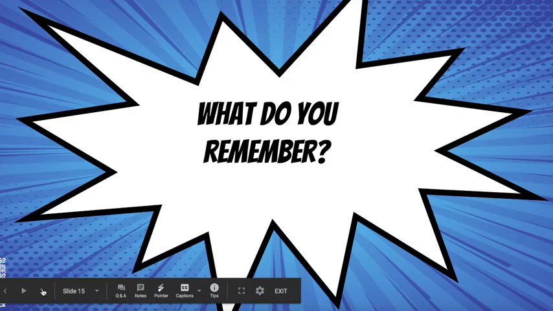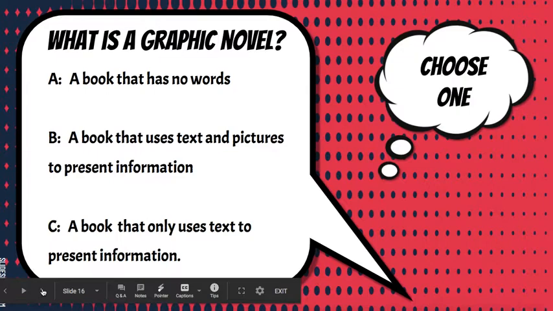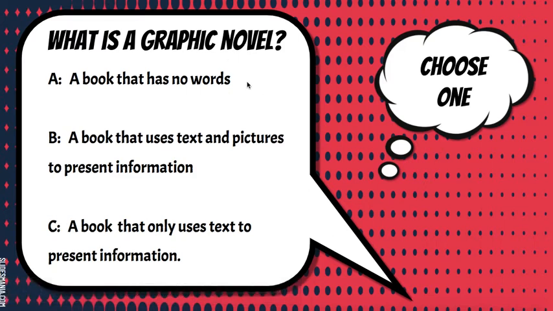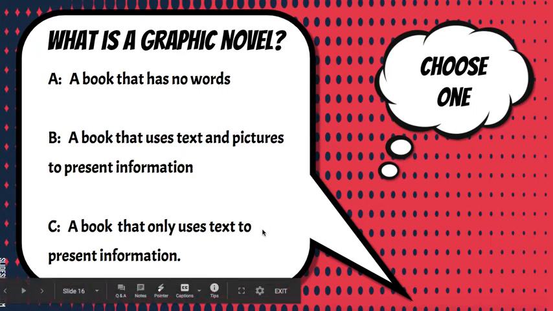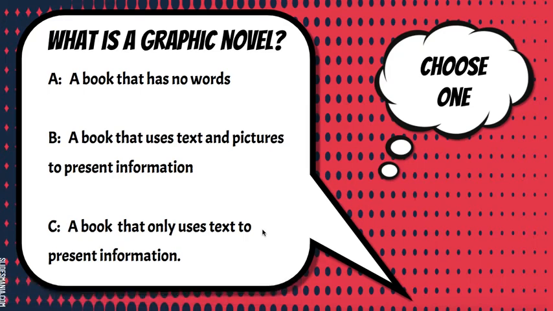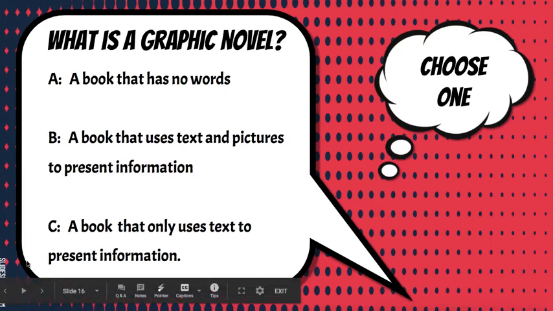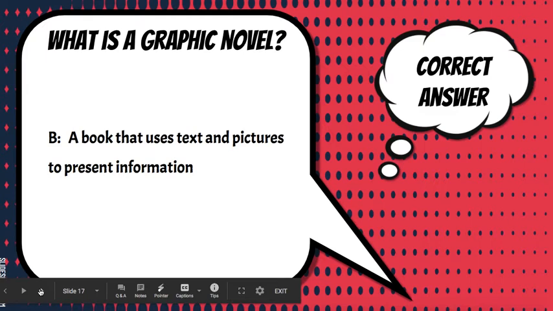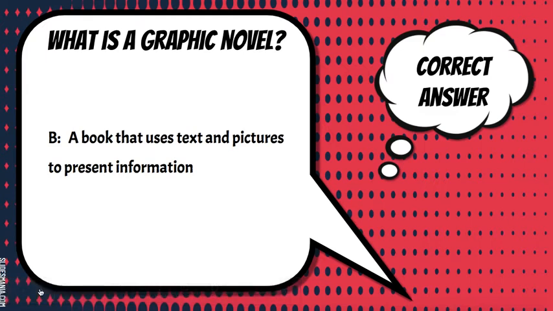Now it's time to find out what you remember from our little discussion. You're going to choose one of these. What is the definition of a graphic novel? A, a book that has no words. B, a book that uses text and pictures to present information. Or C, a book that only uses text to present information. Think about that a second, make your pick, and let's see if you're right. If you chose B, a book that uses text and pictures to present information, you were absolutely correct.